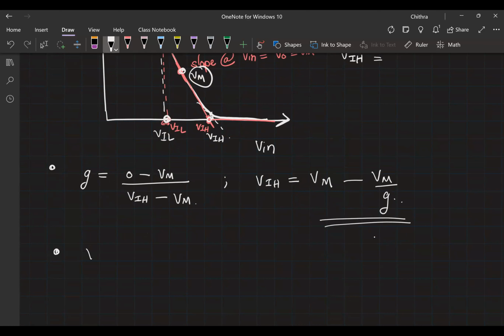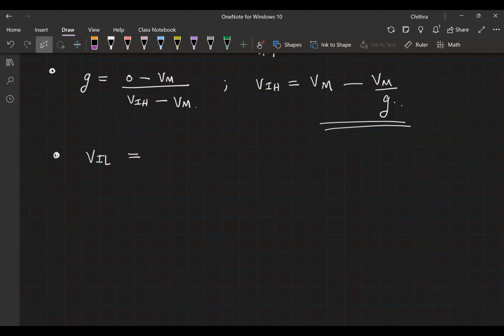Similarly, can you give me the expression for VIL? Vm plus Vm by G? It should have VDD, yeah. VDD minus Vm by G? Only so much or something else should be there? So the expression should be Vm plus VDD minus Vm by G.